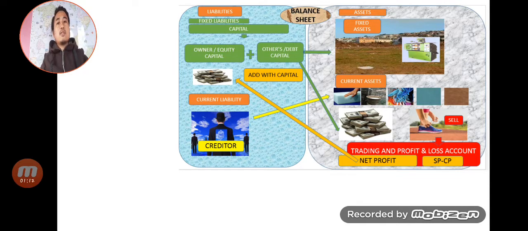So first we need to understand what goodwill is. I will again repeat it. Goodwill means the extra amount, extra value which the investor will pay for a business at the time of the acquisition of the business.